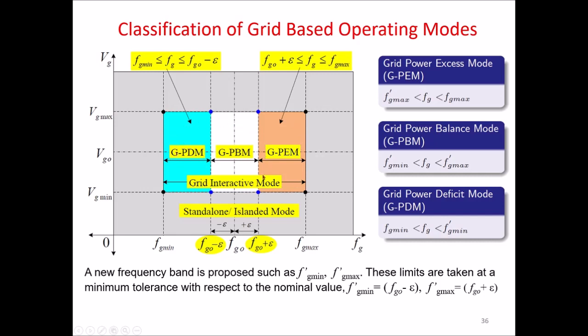In this region we can also classify other subcategories. For example, grid excess power, grid balance power, or grid deficit power. If the frequency is between Fg minimum and Fg nominal minus epsilon, this is basically called deficit power because the frequency is less. The frequency is more here, this is called excess power. So these things further subcategorize the grid interactive mode. These can be explored further, but this is the general feature that I am explaining.